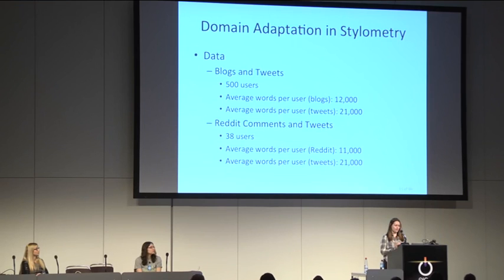The data we collected for this project: we collected 500 tweet and blog users, and then 38 Reddit users who also had Twitter feeds. We collected the Twitter and blog users by simply querying Twitter for the phrase .wordpress.com, and we were able to collect tons and tons of data linking those two accounts. And then for Reddit comments, there's a subreddit called r/Twitter, where people post their Twitter handles in order to gain more followers. And so that was a very easy way to link them across accounts.